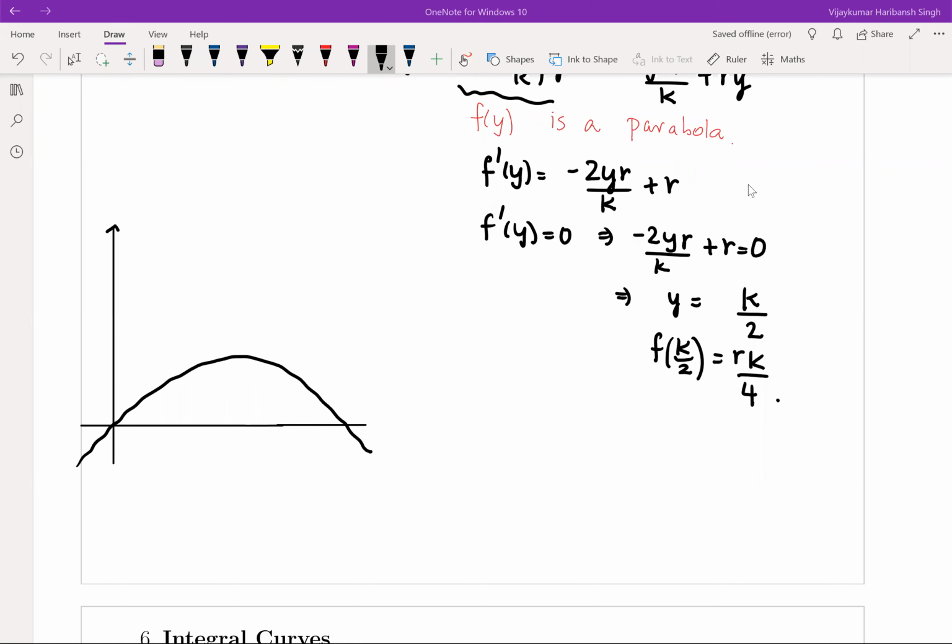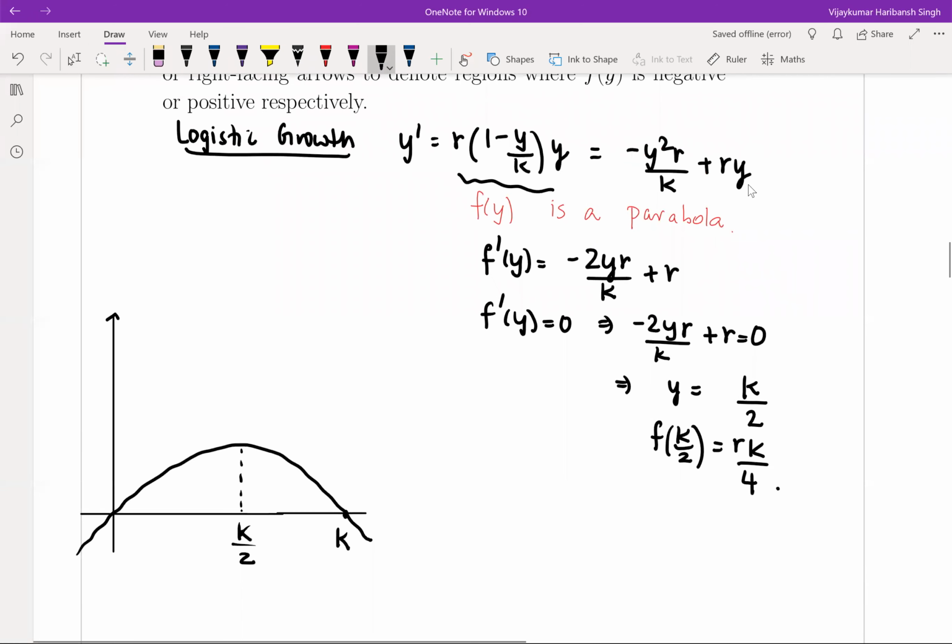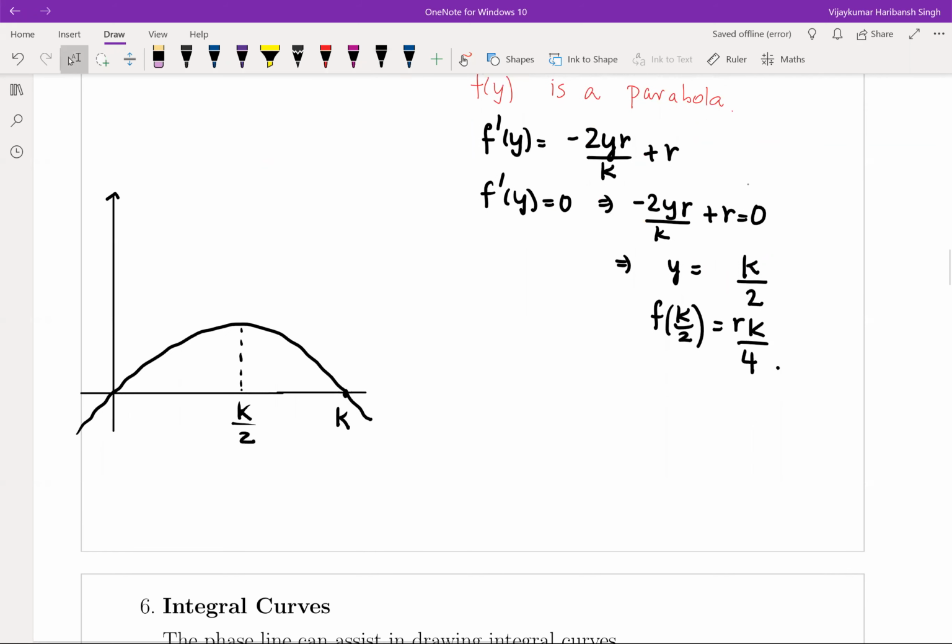So this is how the inverted parabola looks. Here you will have k by 2, and here you will have k, because these are the zeros, right? What are the zeros? Zeros are y equals 0, if this part becomes 0, or y equals k. So these are the zeros of the parabola. So I draw it like that, and this is the maximum height here, and this value is going to be rk by 4.